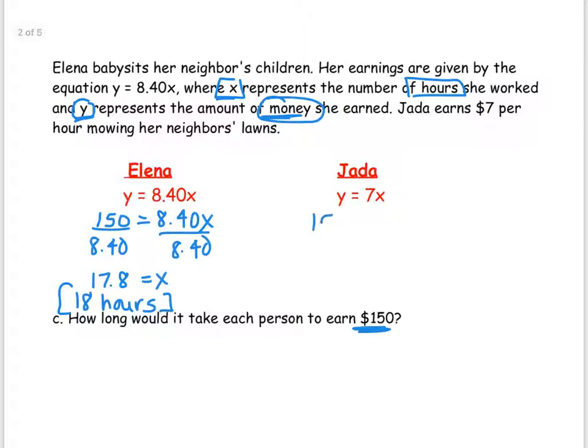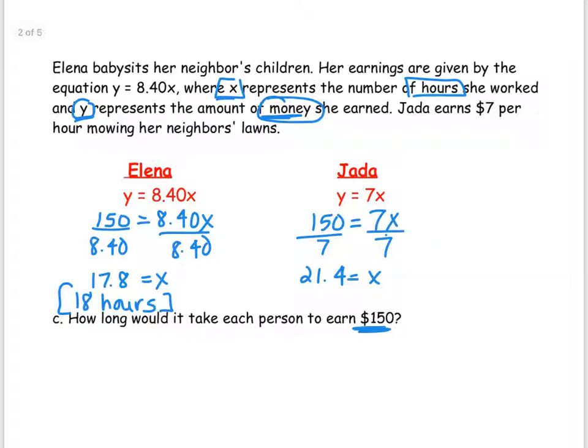Again, the 150 is going to go in for Y. That's my money. She's going to make $150 by mowing lawns at $7 per hour. So I'm going to divide both sides by 7. Now this time, when I divide, I get 21.4. Even though with rounding, technically that would round down to 21.